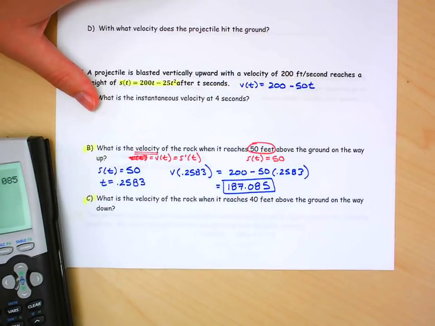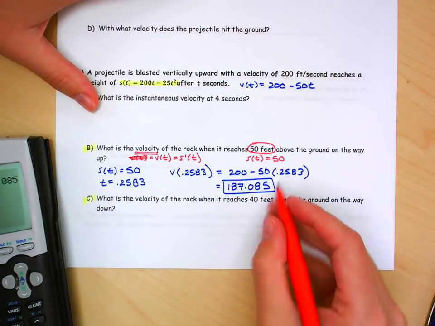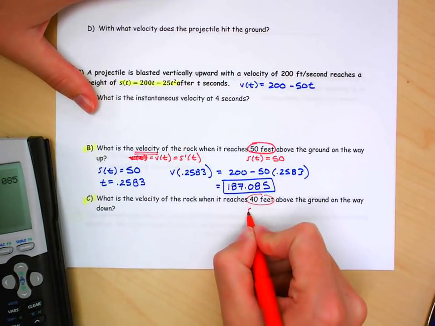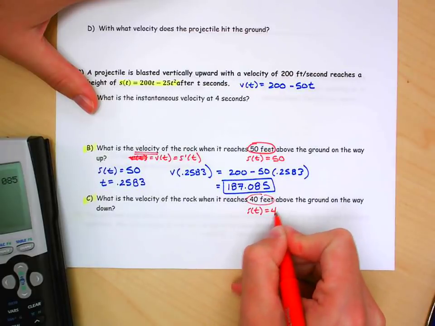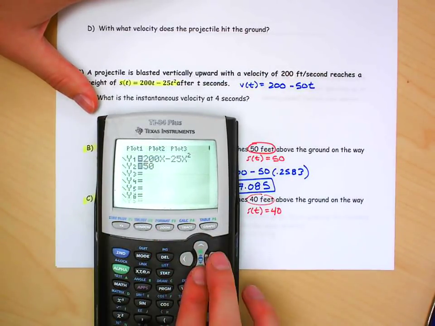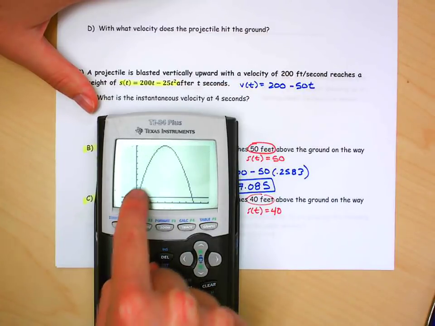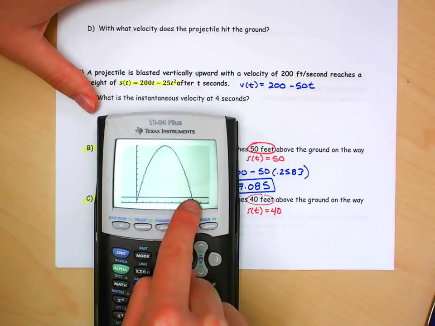Let's look at number C. What is the velocity of the rock when it reaches 40 feet above the ground on the way down? So now I have that S of t equals 40. When I go to my y equals, instead of 50, I want 40. And now I care about the rock coming on the way down, so I want to care about this intersection.